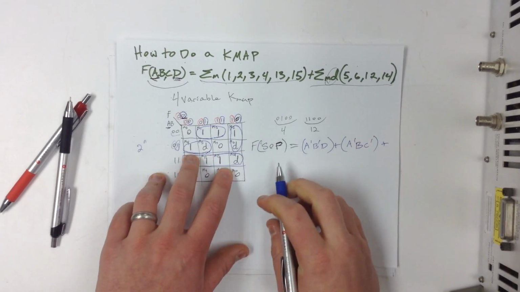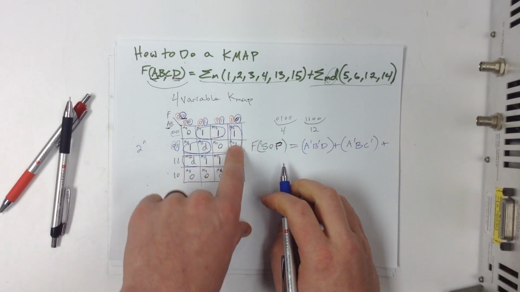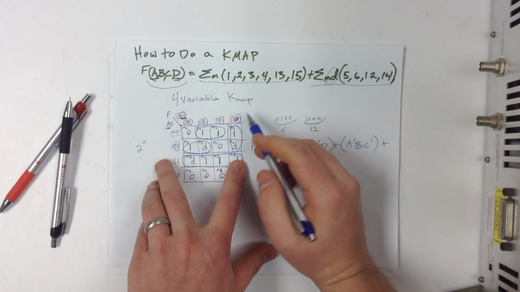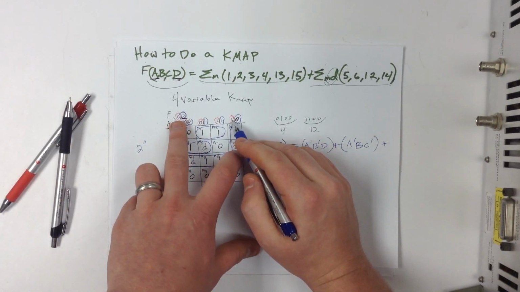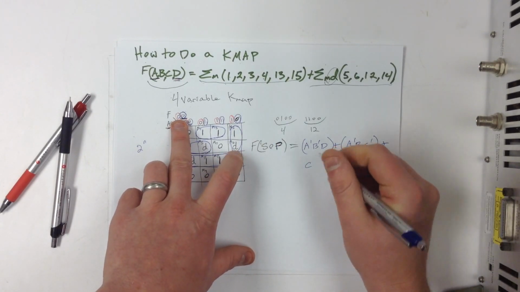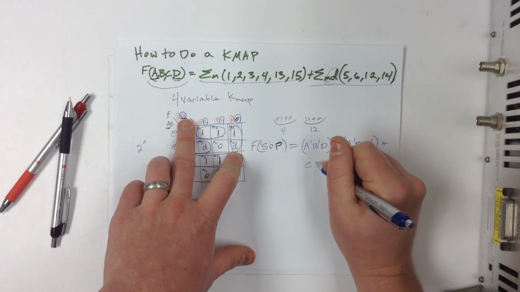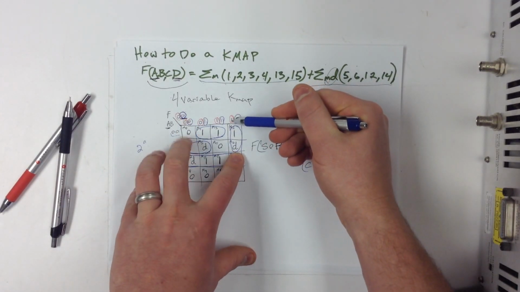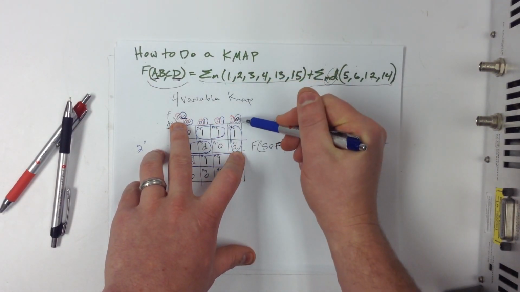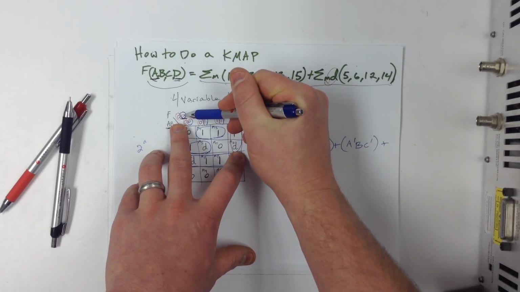Then let's go ahead and do this column over here. So we know that they're in the same column, so we know that C times D naught would make sense because they're in the same column. We have a 1 for C and then a 0 for D, right?